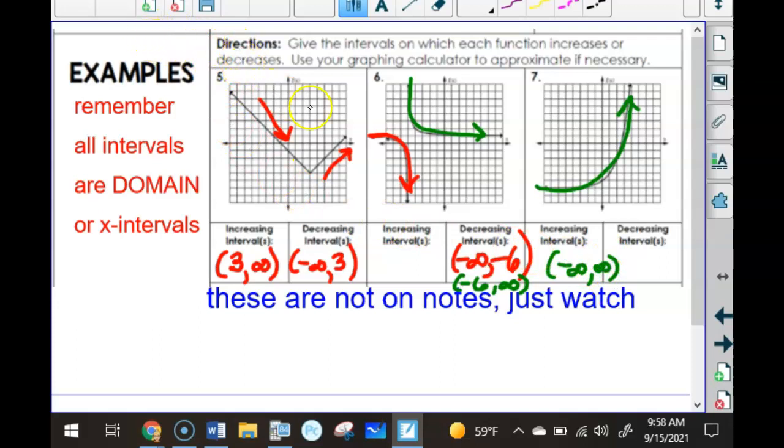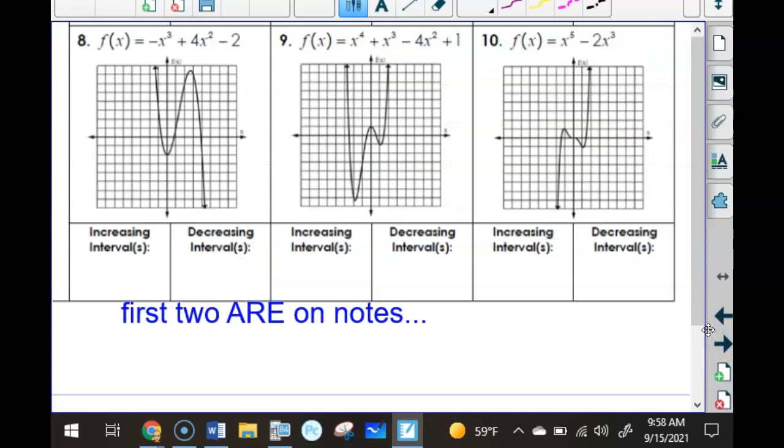All right, do you have a couple we're going to do on this? Do you have these? Oh, the first 2 are on your notes, it says. Okay. So where do you want to start?